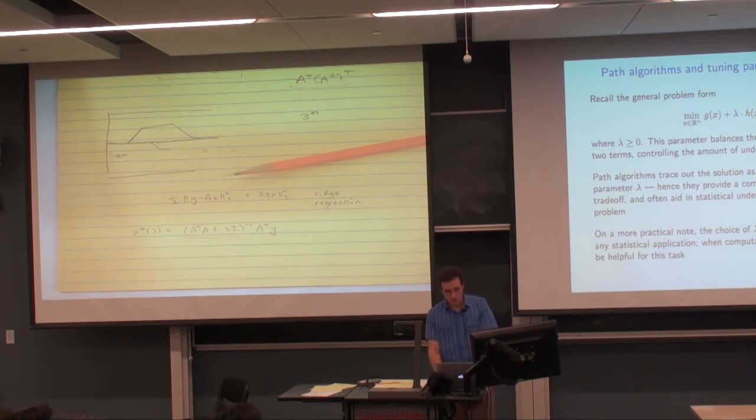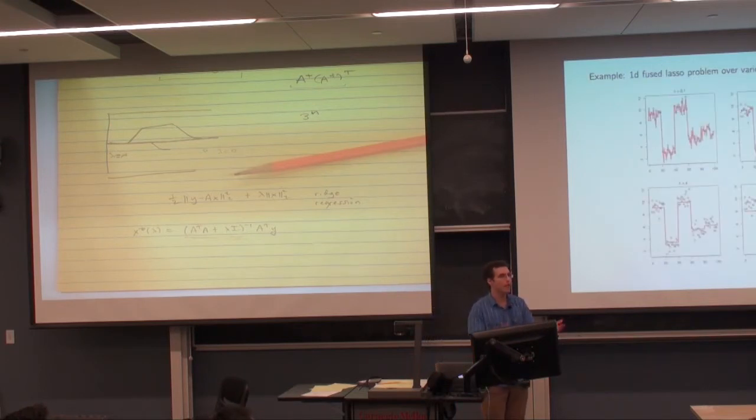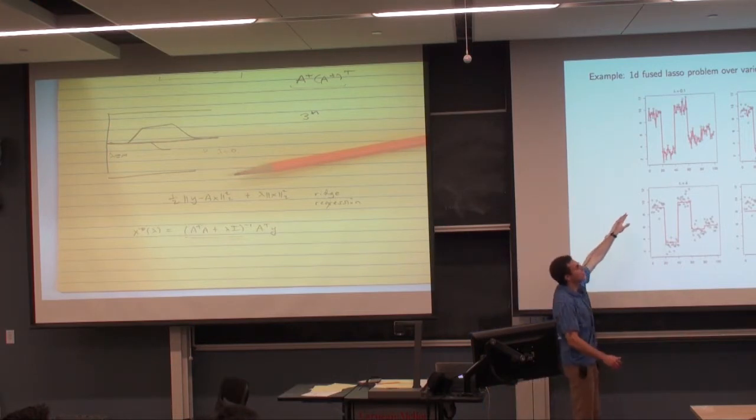So broadly, these path algorithms trace out the solution as a function of the tuning parameter, lambda, right? So they're completely describing the trade-off between f and g. They're not telling us for one value of lambda what the trade-off is. They're telling us how the solution behaves as we turn the knob for that trade-off. So they often aid in a statistical understanding or even choice of lambda in a statistical context. So for this fused lasso problem, if I didn't choose lambda appropriately, I would have been in a lot of trouble. Right? For lambda too small, I get way too jagged of a solution.